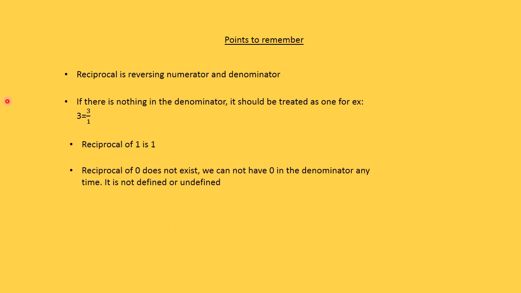Now some points we have to remember here. Reciprocal is reversing the numerator and denominator. I hope you have understood this. The second point is, if there is nothing in the denominator, say for example 3, then the denominator should be treated as 1. So we write 3 divided by 1. And obviously the reciprocal of 1 is 1, because 1 by 1 is equal to 1.